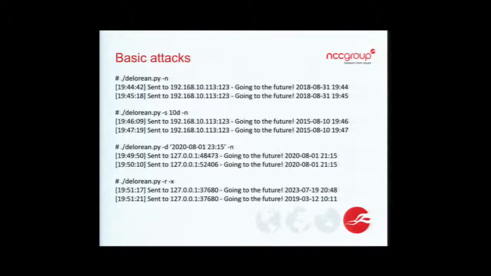But there are other flags that we can use. For example, we can say 10D, and 10D means 10 days into the future. But we can use -10D to go 10 days into the past, or -2Y to go 2 years into the past. We can do what we want with that. We can say a specific date, and there is another flag, -X, for random dates. So let's see the first demo.